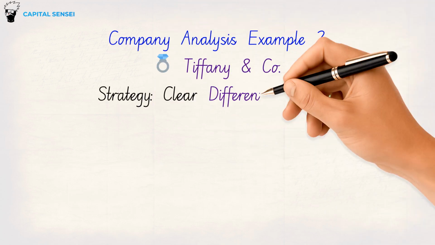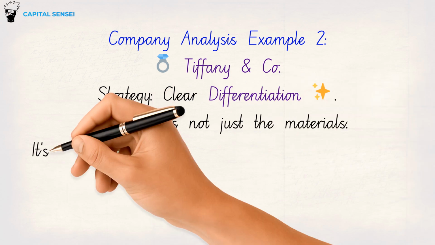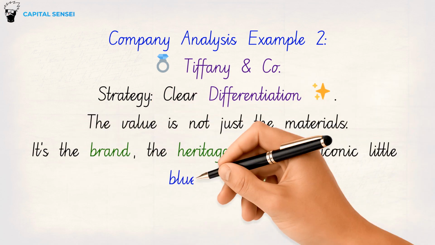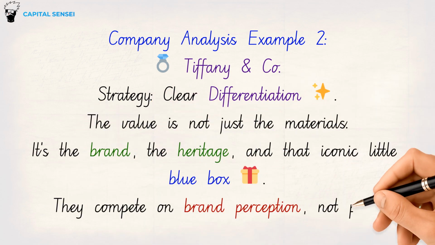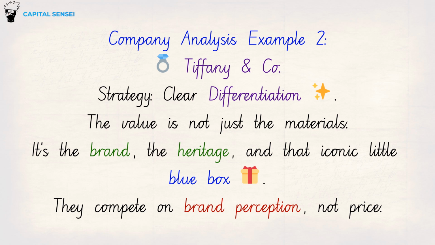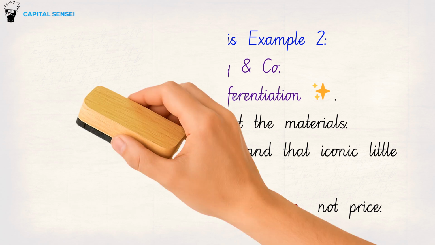Now, consider Tiffany & Company. Their strategy is clearly differentiation. They sell jewelry and luxury goods. The value is not just in the silver and diamonds. It's in the brand, the heritage, and that iconic little blue box. People pay a significant premium for the Tiffany name, which represents quality, elegance, and status. They are not competing on price. They are competing on brand perception.